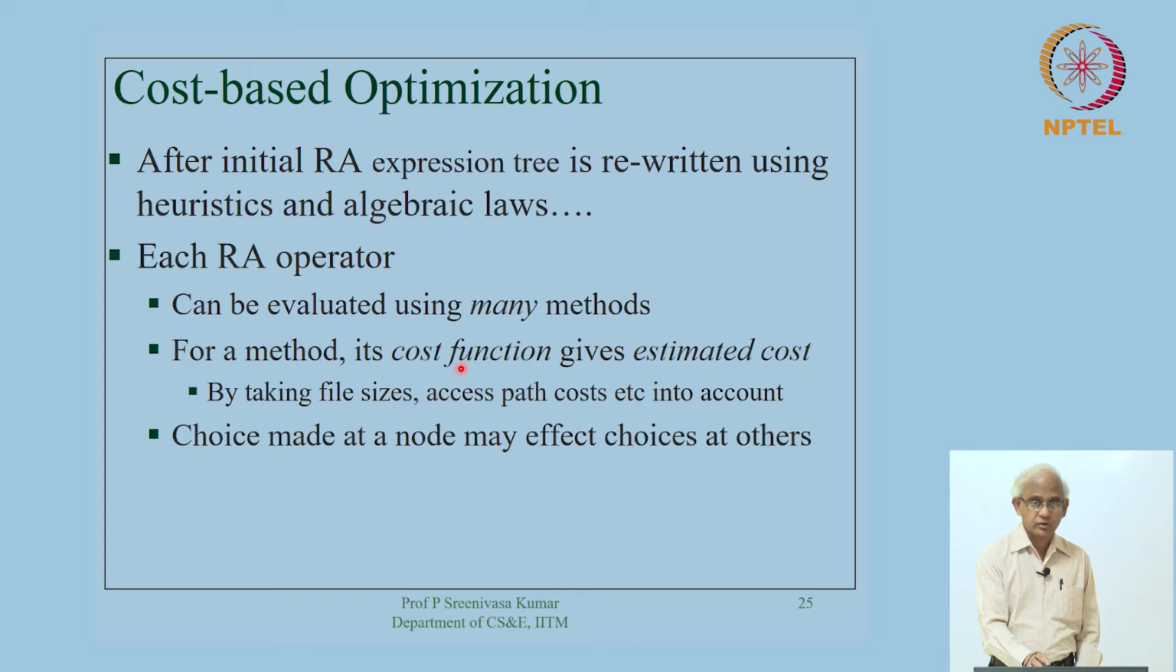So for all these methods, you can essentially use those formulas that we were discussing as to how many block accesses it will do and things like that, and convert them into some kind of a cost function. That cost function will take various parameters like the sizes of the files and the availability of the indexes into consideration. Essentially the sizes of the two operands, and then it will give you an estimated cost.